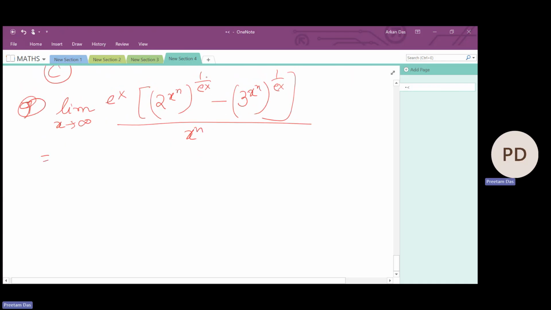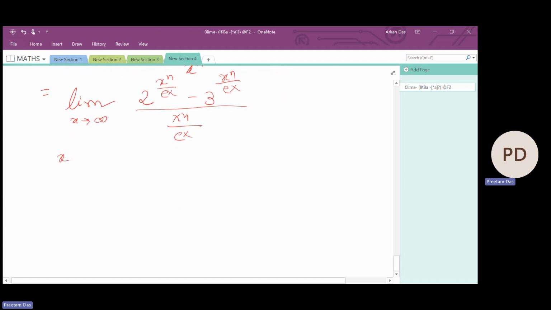So if we multiply these powers, we'll see it is x power n raised by x power n divided by e raised to x. So limit x tends to infinity. We will try to convert it entirely into one variable form. So we can write it as x power n by e raised to x minus 3 x power n by e raised to x. Now this e raised to x I can transfer to the denominator. So this will be x power n divided by e raised to x.